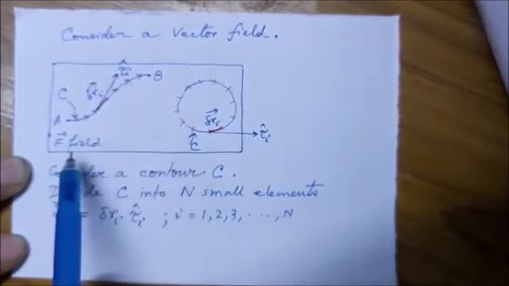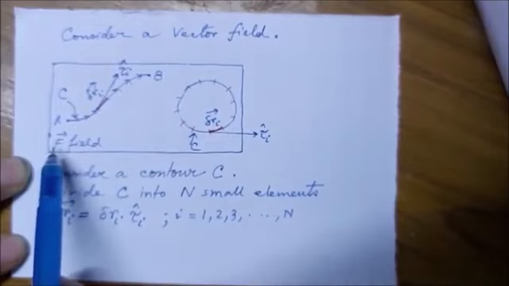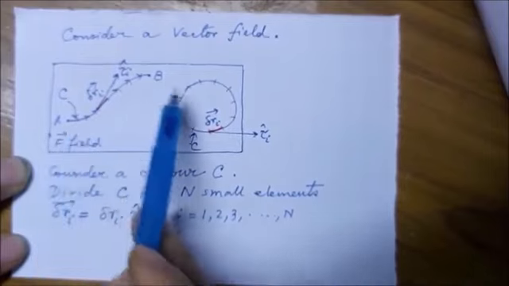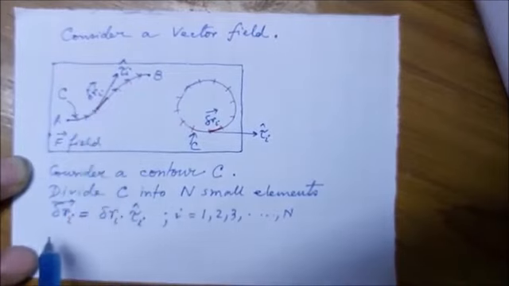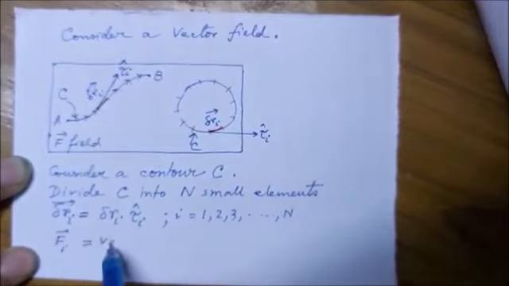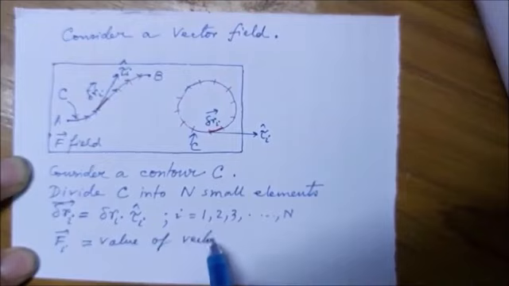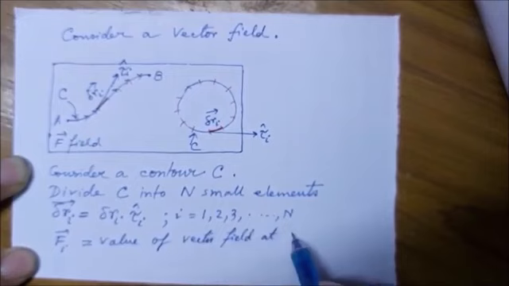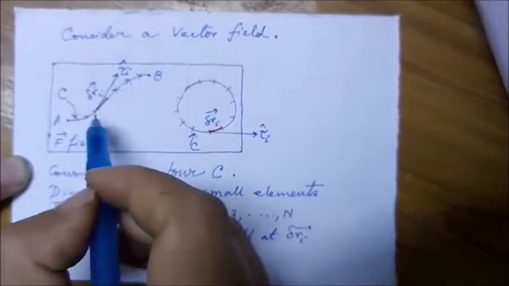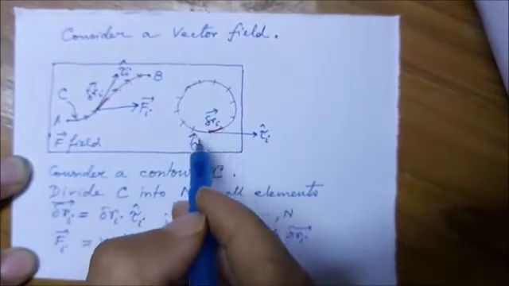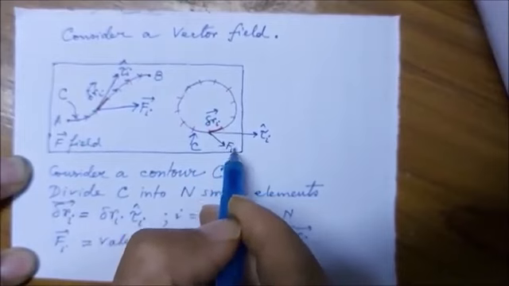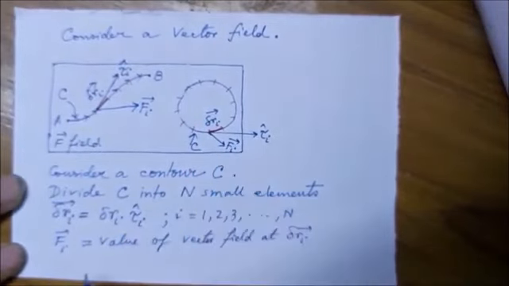The region under consideration is a vector field, and therefore this vector F has definite values at each and every point, and hence vector F will have a value at the location of the ith segment, and let that value be vector Fi. So this is the value of the vector field at delta ri, that is at the location of delta ri. And let us show it in the diagram. Suppose vector Fi at this point is this one, and at this point say it is along this direction.